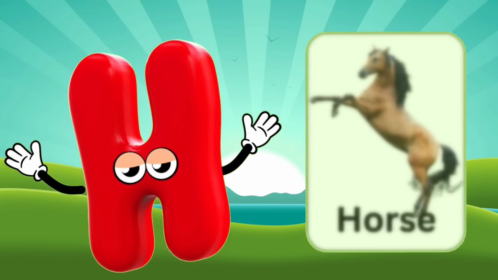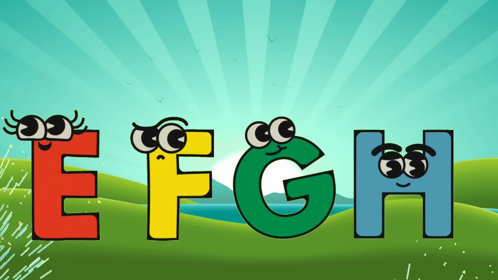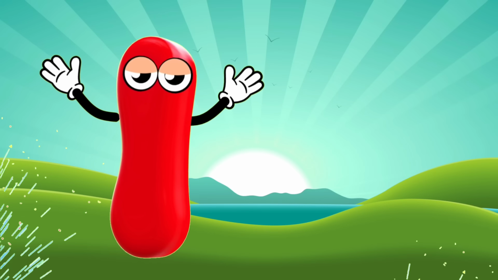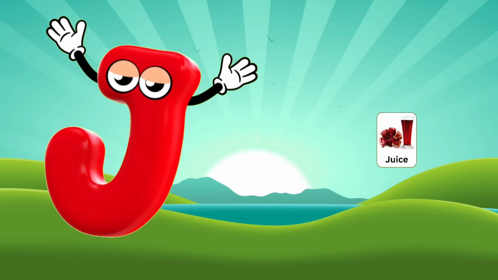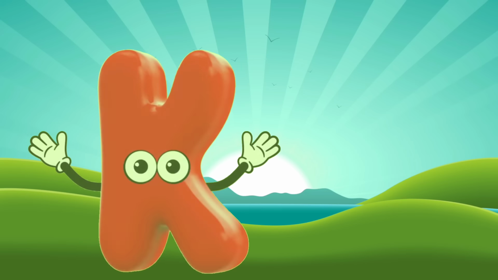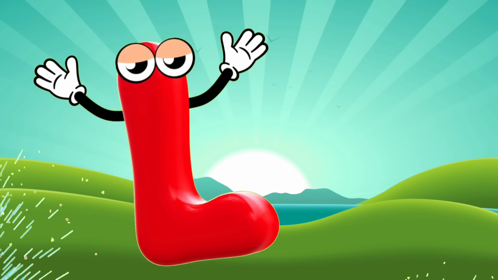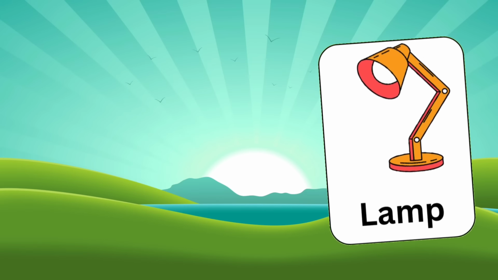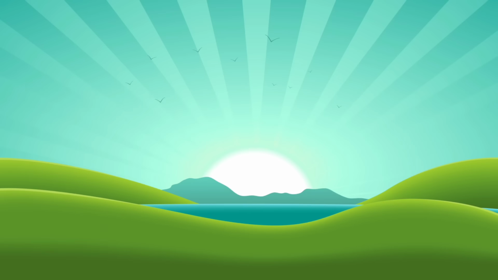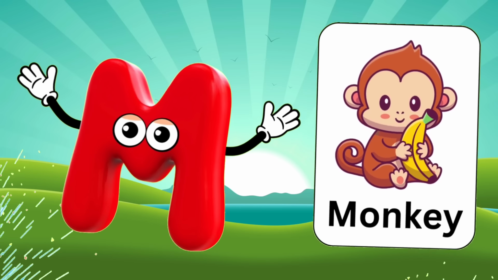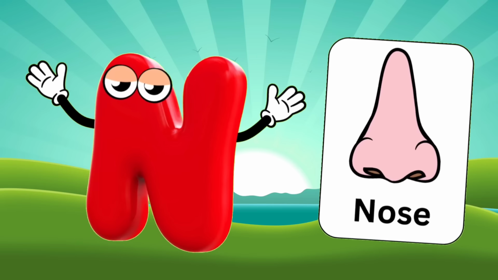H is for horse, ha, ha, horse. I is for igloo, I, I, igloo. J is for juice, ja, ja, juice. K is for kitten, ka, ka, kitten. L is for lamb, la, la, lamb. M is for monkey, ma, ma, monkey. N is for nose, na, na, nose.